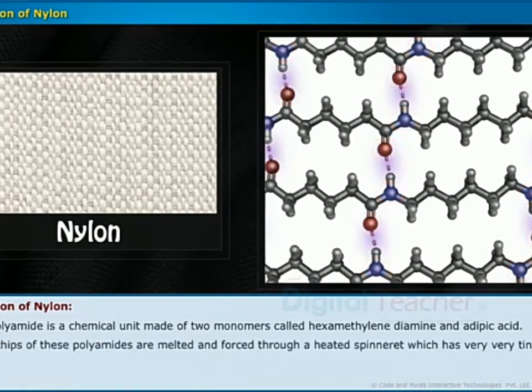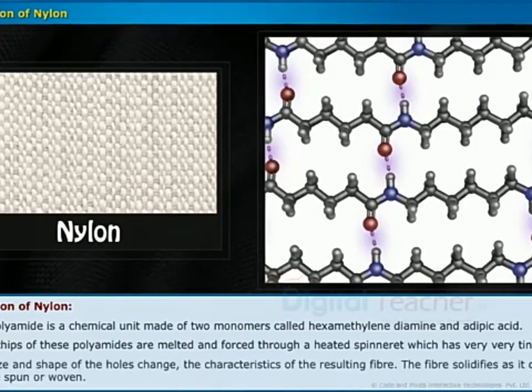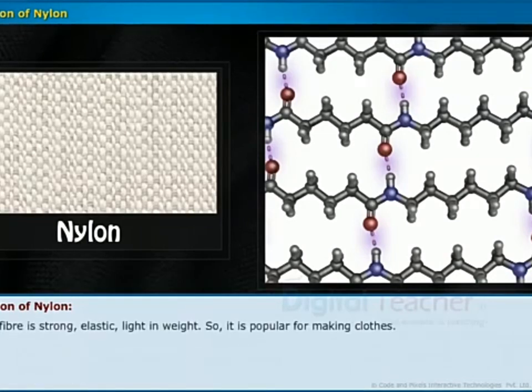Solid chips of these polyamides are melted and forced through a heated spinneret which has very tiny holes. The size and shape of the holes change the characteristics of the resulting fiber. The fiber solidifies as it cools and can be spun or woven. Nylon fiber is strong, elastic, light in weight, so it is popular for making cloths.